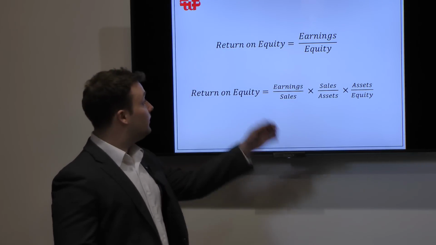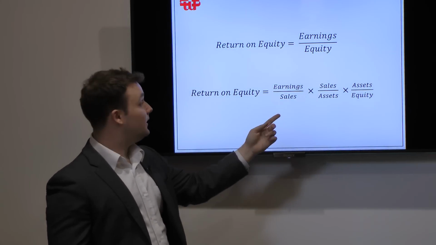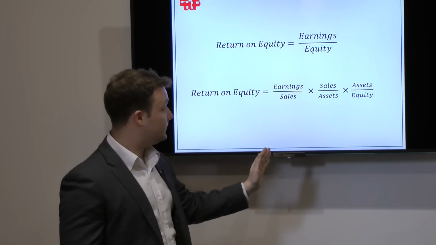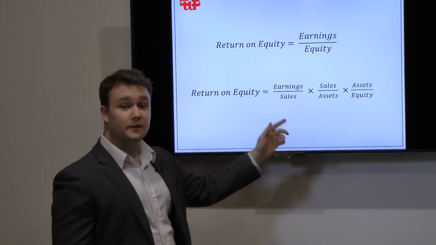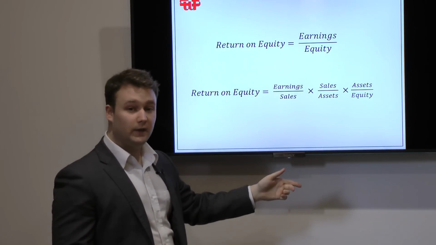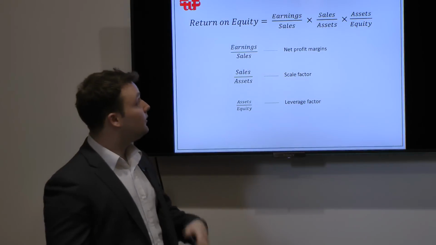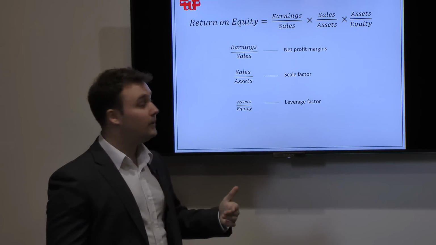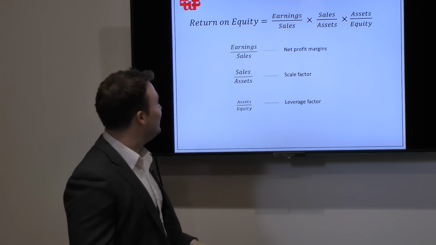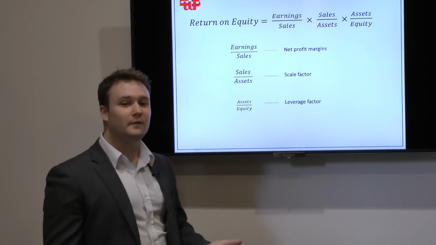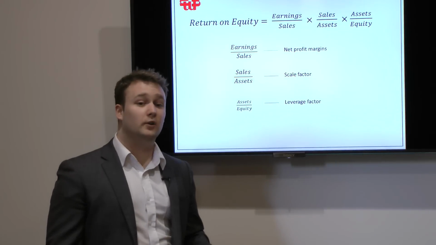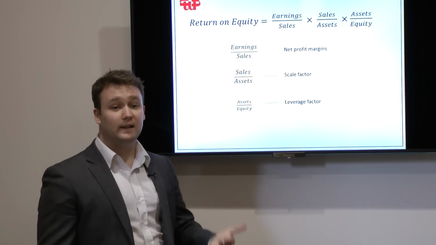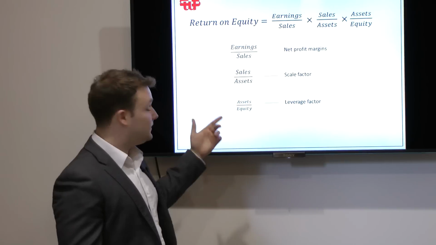As we know, return on equity is simply earnings over equity, but DuPont Analysis allows us to break this down even further into three factors: earnings over sales, sales over assets, and assets over equity. We can call each one of these factors a name. The earnings over sales factor we can call the net profit margin. The sales over assets factor is a scale factor. For example, if I put in $1 of assets, how much sales can I get from that asset? And the last factor, which we'll go into more detail later, is the leverage factor, assets over equity.